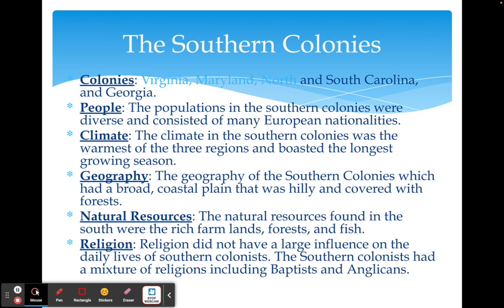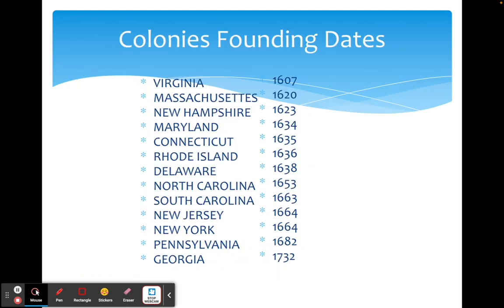Then we go to the third and final place, which is the southern colonies. So the southern colonies: Virginia, Maryland, North and South Carolina, and Georgia. The population was diverse, with many European nationalities, and the climate in the South is the warmest. So therefore, they have the longest growing season. Farming or agriculture is going to be extremely important to this area. Religion did not have a large influence on the daily lives of Southern colonists, but many of them were Baptists, Anglicans.